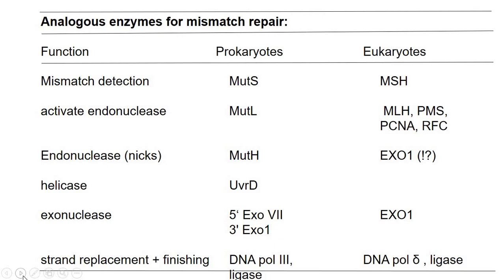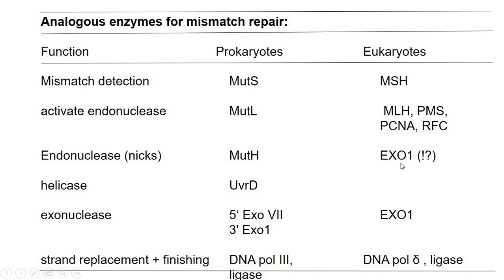There's a mistake on that slide, so please don't use that. Use this one instead. The mistake was I added MLH to mismatch detection in that slide. That's not correct. The orthologous protein to MutS in eukaryotes is MSH, and the orthologous protein to MutL in eukaryotes is MLH and PMS. These work with PCNA and RFC, and we will talk about those later.